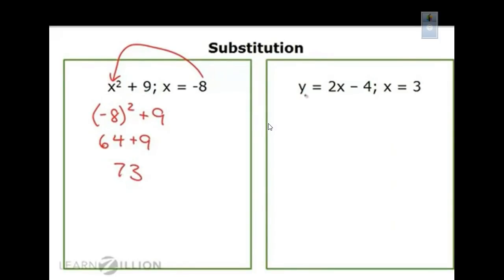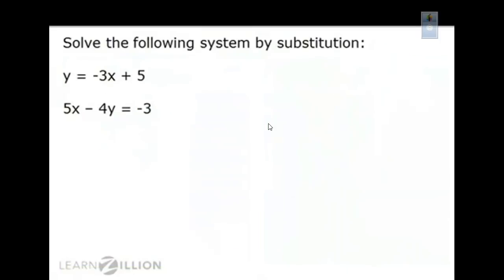And the next problem, y equals 2x minus 4, where x is 3. Again, I know what x is. I'm going to substitute 3 in for x. And I get y equals, well, 2x is the same as 2 times x, so 2 times 3 minus 4. Again, using parentheses. So in this case, y is 6 minus 4, or y equals 2. Let's see how this idea works in solving a system. Solve the following system by substitution.